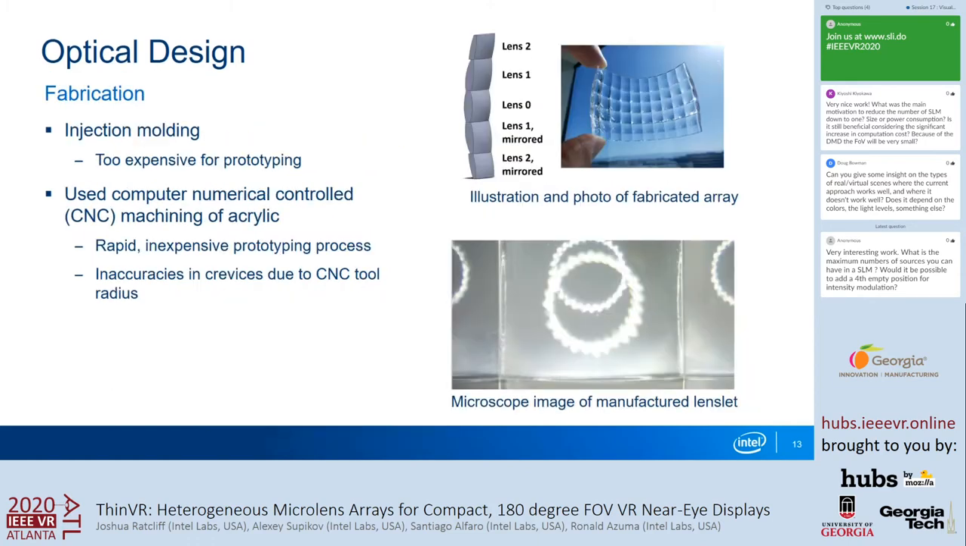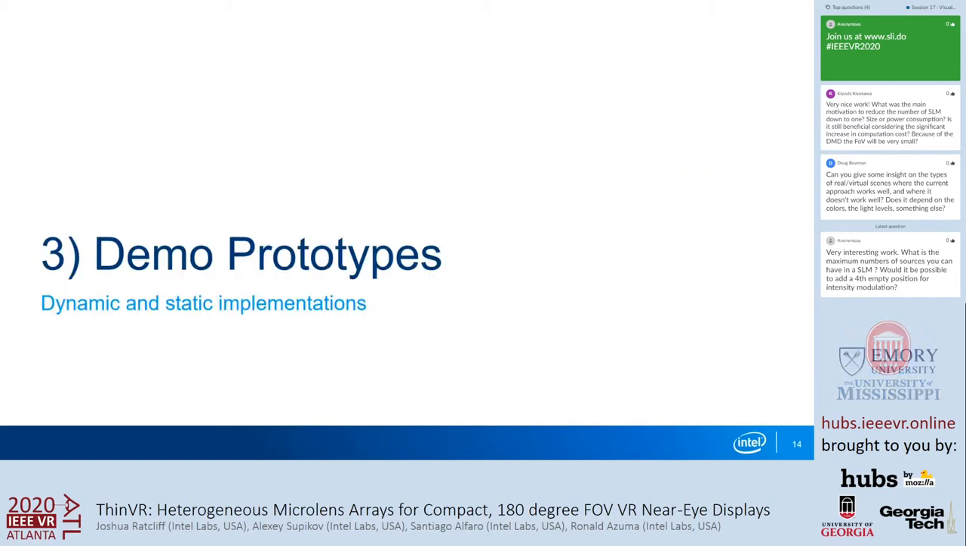No discussion of optics would be complete without a mention of fabrication. Ideally, we would have wanted to injection mold our lenses, but this is an enormously cost and time prohibitive process for a research lab where prototypes are constantly evolving. So we settled on a 5-axis computer numerical controlled milling directly in acrylic, with polishing in post. Some machine shops are able to turn such designs out quite quickly and with remarkable fidelity. However, the CNC tool radius limits the accuracy one can obtain in the crevices between convex lenses. We built two kinds of prototypes.